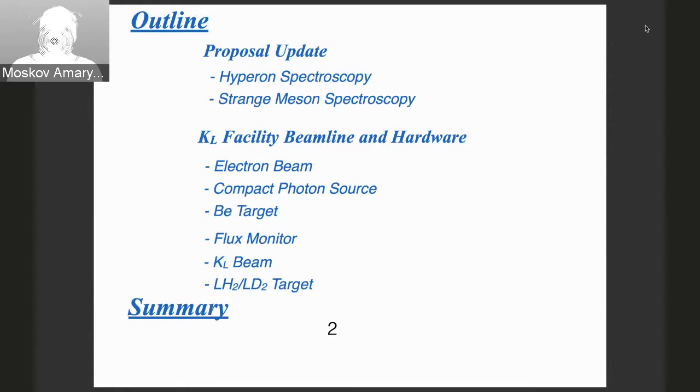Proposal update for two topics, hyperon spectroscopy and strange meson spectroscopy. Then I will speak about the CARE facility beamline and hardware, which contains the electron beam, compact photon source, beryllium target, flux monitor, KL beam, and liquid hydrogen and deuterium targets. And then I summarize.